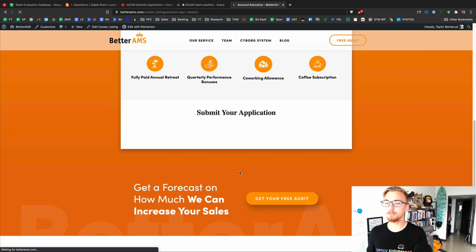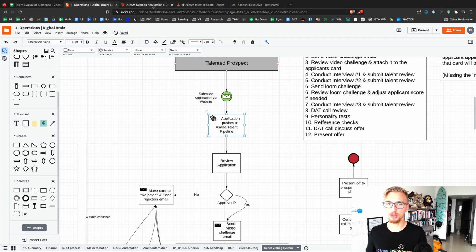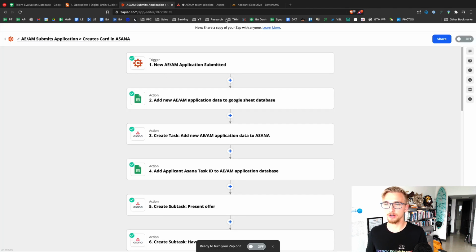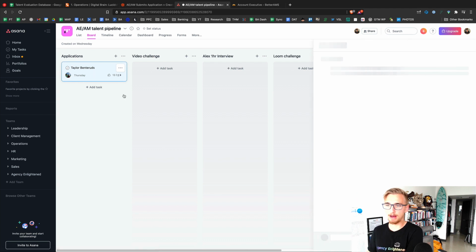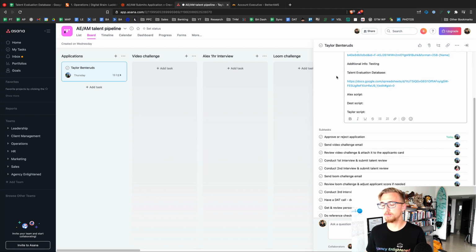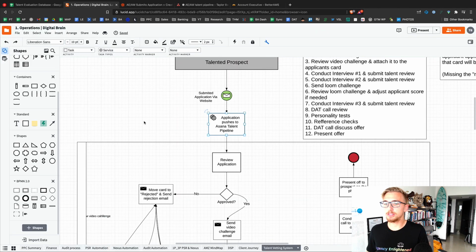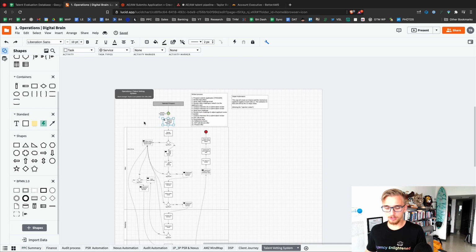But if they come here and they submit, what's going to happen is it's going to run a Zapier automation. The trigger is when it submits, and it's going to push this applicant's information into our new Asana talent pipeline. Okay, very simple. What it's going to push over is their resume, additional information, and some other stuff. And what's very important, what this automation primarily does, is it sets up the subtasks in an order of what we need to do to be able to run this process effectively. So this is a high level overview, but here's what is actually recorded.